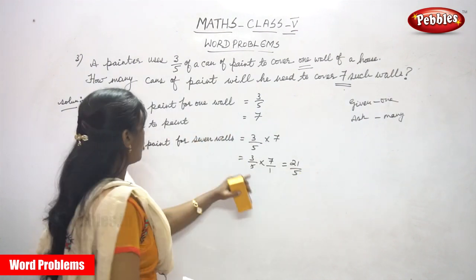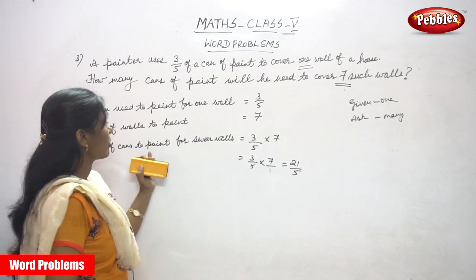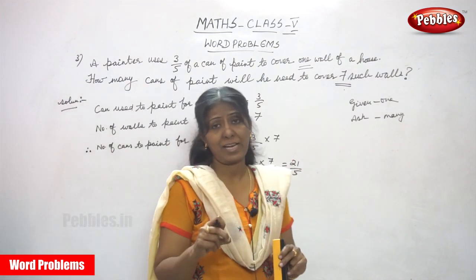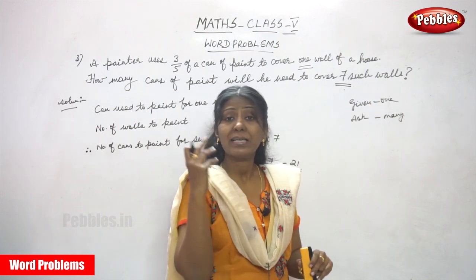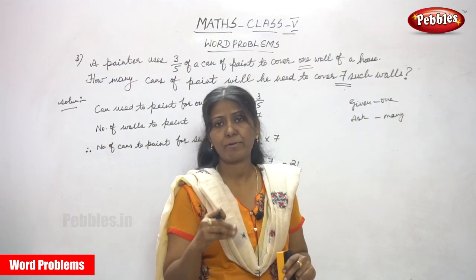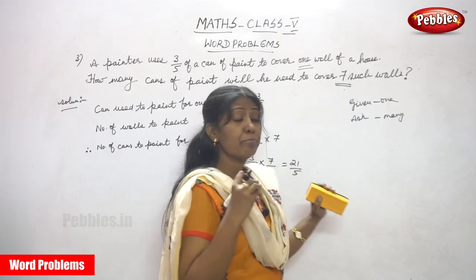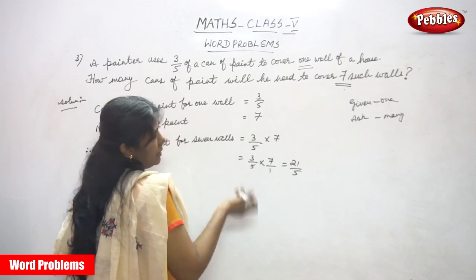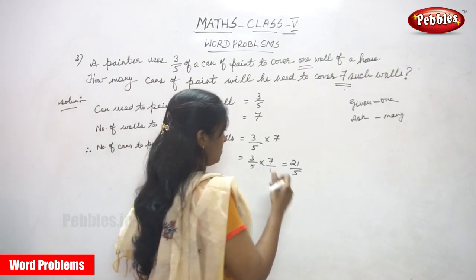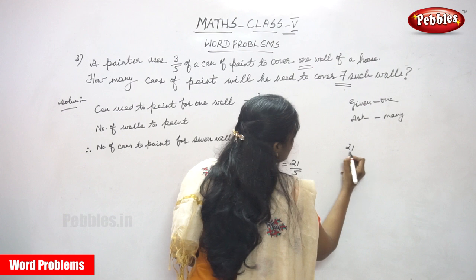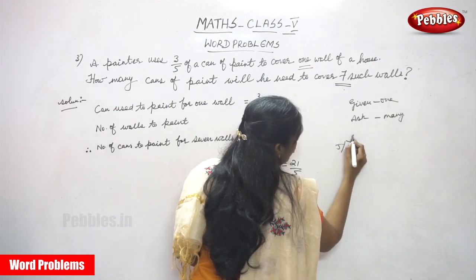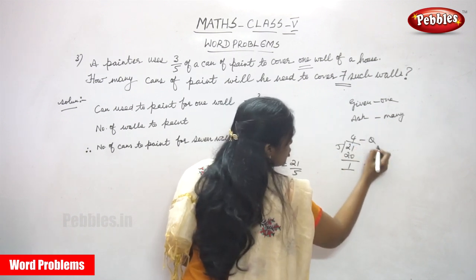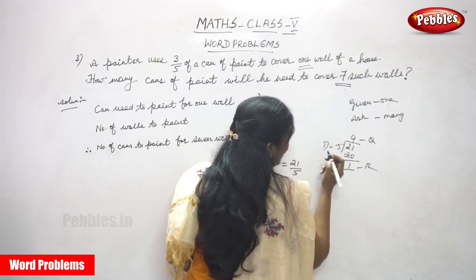So how many cans? Number of cans to paint for 7 walls is 21 by 5. 21 by 5 fraction cans they need to paint for 7 walls. But this is an improper fraction. So most probably we need the answer only in mixed fraction. So 21 by 5. If you divide by 5, it is 4 and 20. Remaining is 1. So this is a quotient and this is a remainder and this is a divisor.